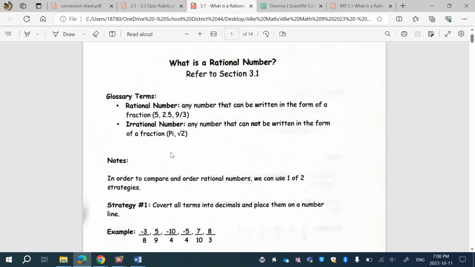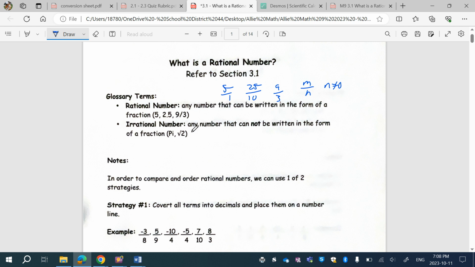So, what is a rational number? It's any number that can be written in the form of a fraction. So, 5, 2.5, 9 over 3. 5 can be written as 5 over 1. 2.5 can be written as 25 over 10. 9 over 3 is already in fraction form. And we usually say it can be written as m over n when m and n are integers and n doesn't equal 0.